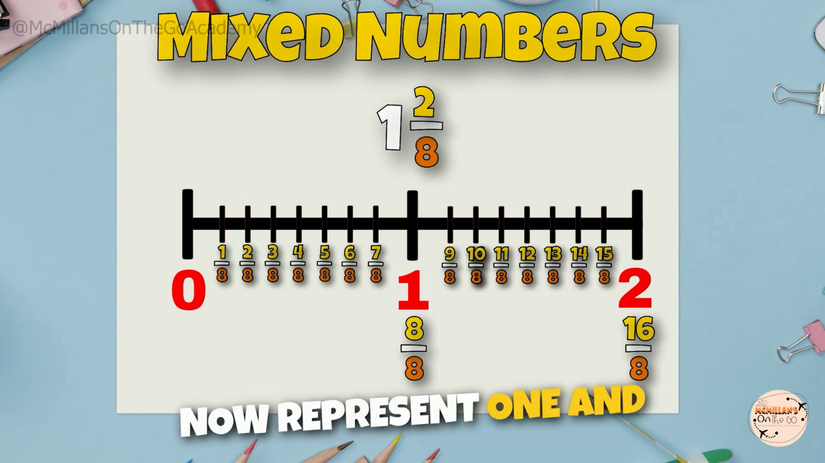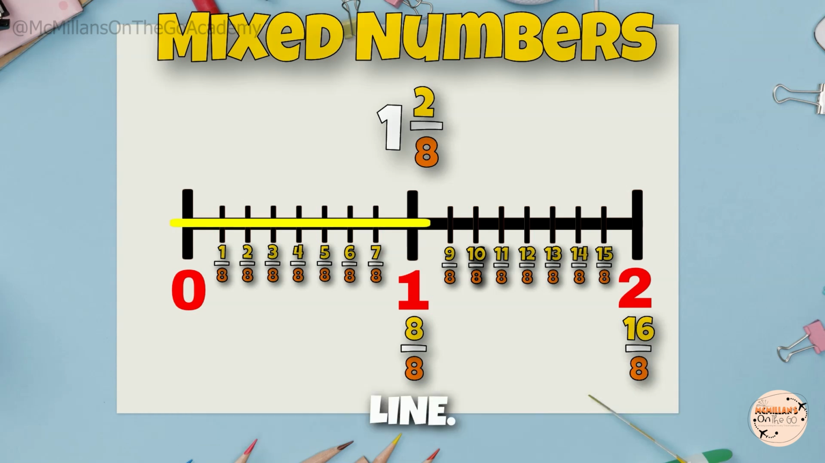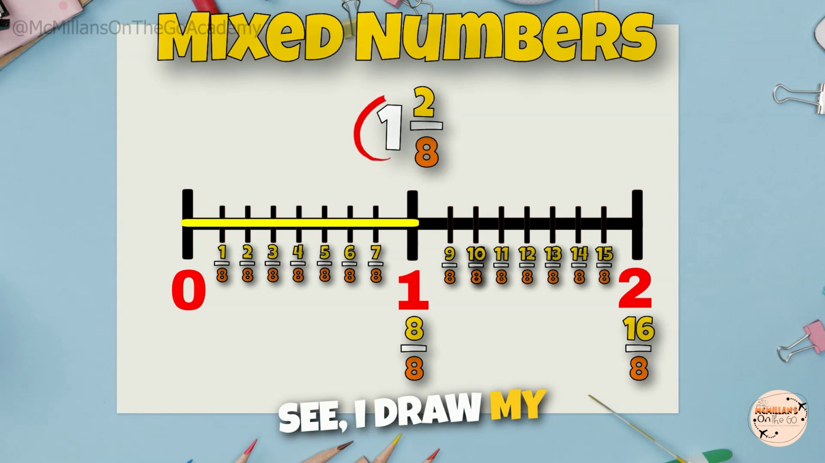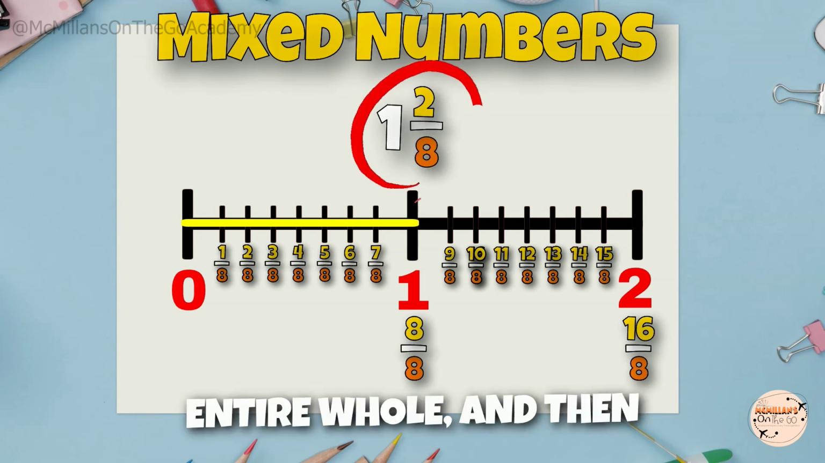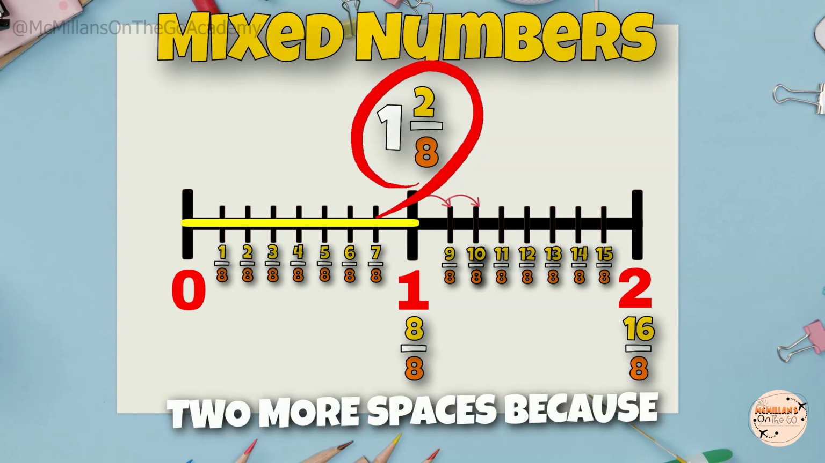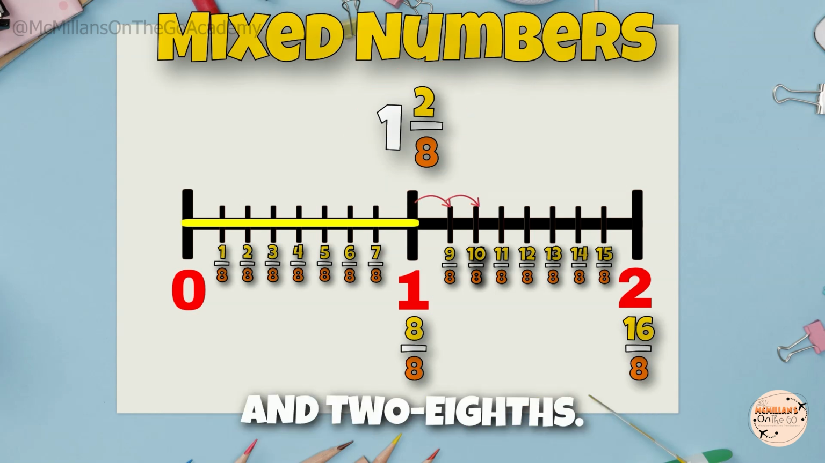Then I'm going to now represent 1 and 2 eighths on the number line. So as you can see, I draw my line from 0 to 1 to represent one entire whole, and then I'm going to hop 2 more spaces because my fraction is 1 and 2 eighths.